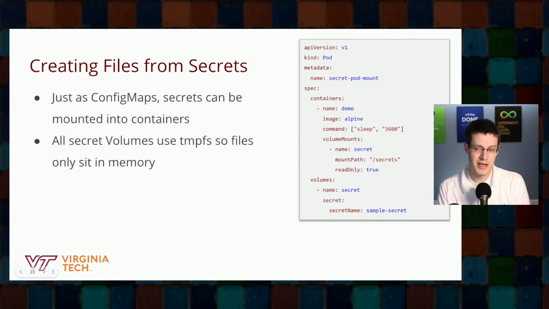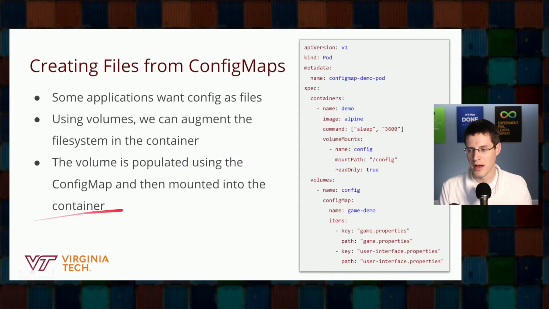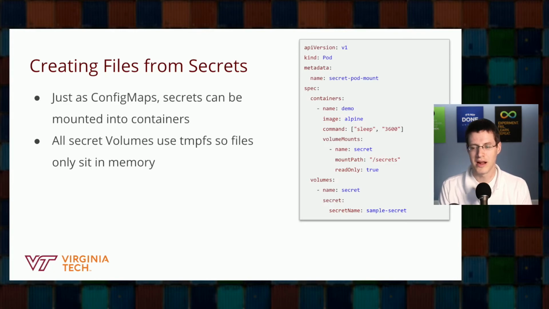And in this case, going back to the config map, I don't have a list of items. I can certainly still give it a list of items, okay, I just want these particular attributes. But when I don't list the items, what it's going to do is, for every key, make another file with the contents.